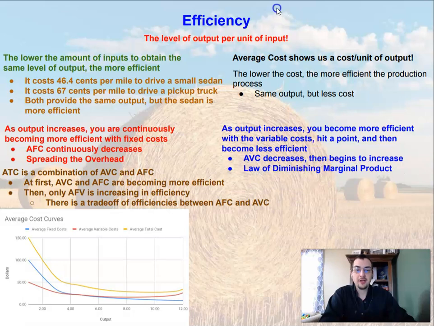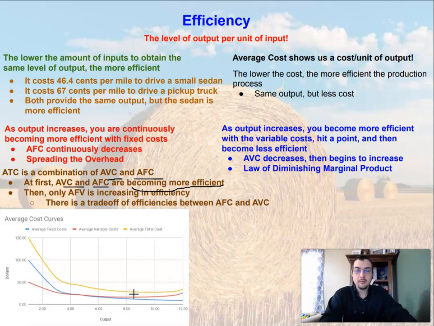So, whenever it comes to average variable cost, we actually are becoming more efficient, hit a point, and then we start to lose efficiency. Now, let's look at average total cost. So we know that average total cost is actually a combination of average variable cost and average fixed cost. Average fixed cost is continuously increasing in efficiency, whereas average variable cost in the beginning will increase in efficiency. So at first, both average variable cost and average fixed cost are becoming more efficient.